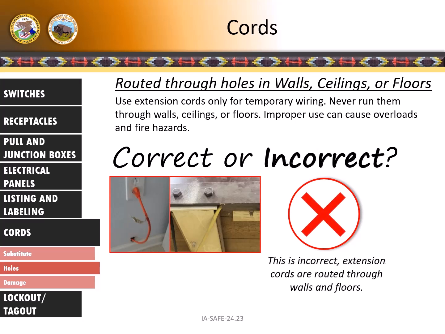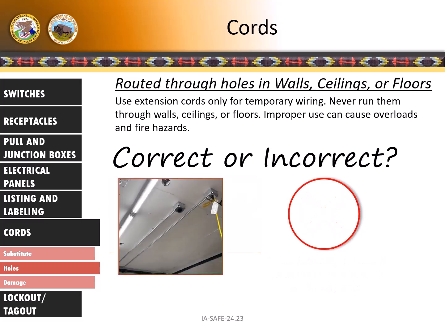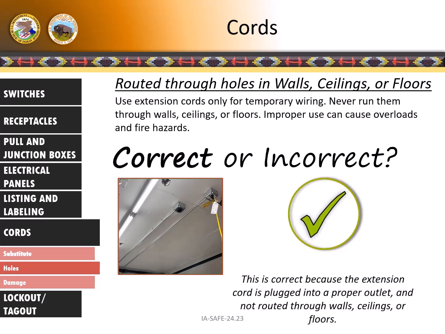These are incorrect. Extension cords are routed through walls and floors. Is this example correct or incorrect? This is correct because the extension cord is plugged into a proper outlet and not routed through walls, ceilings, or floors.